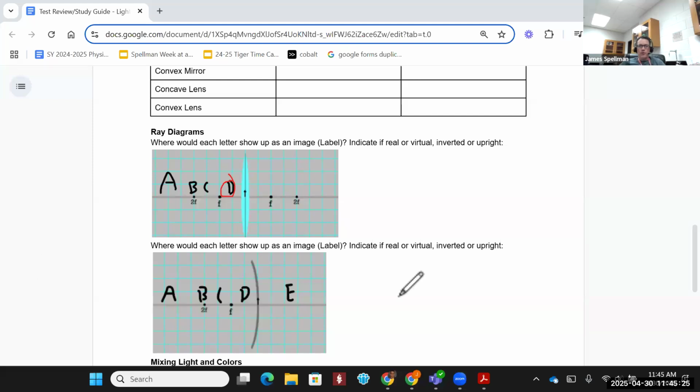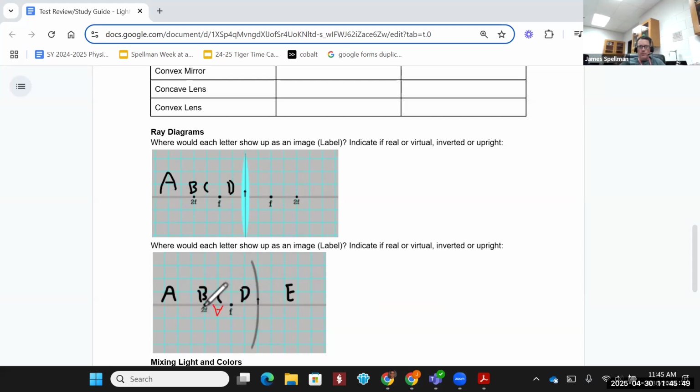See some similar patterns over here with the mirror. So again, the mirror and the lens do the exact same thing, but they do them on opposite sides, at least with the concave lens. So A is going to be really, really far away. So when A gets reflected and it gets made, again, it's going to be small, and it's going to be located between the F and the 2F.